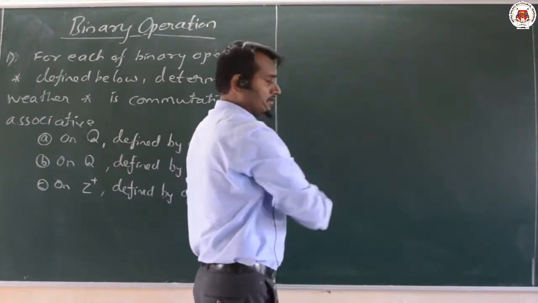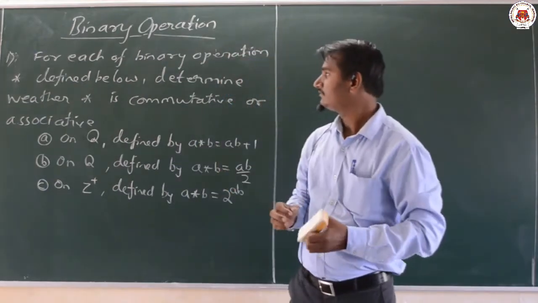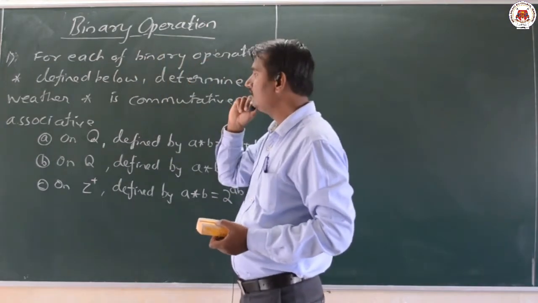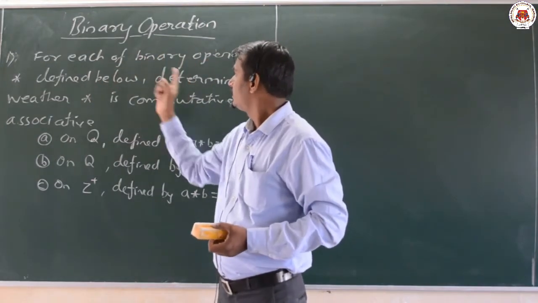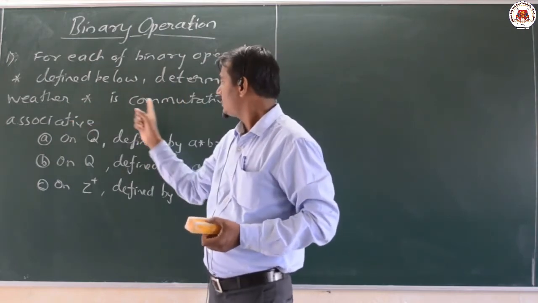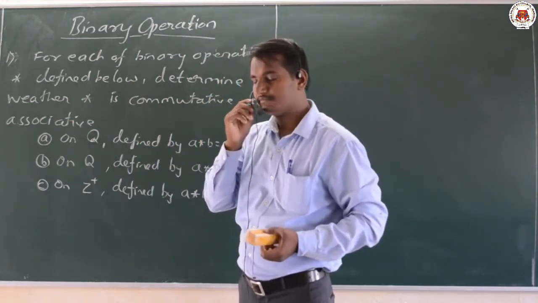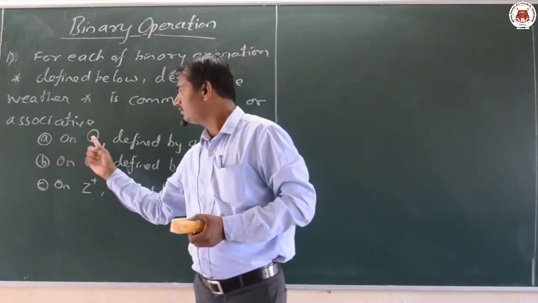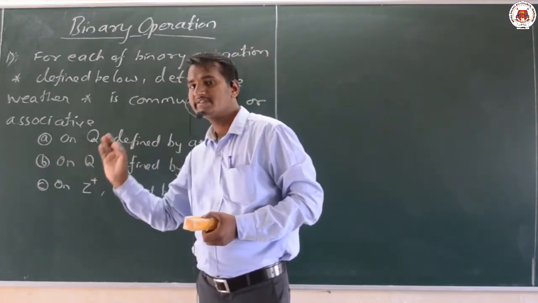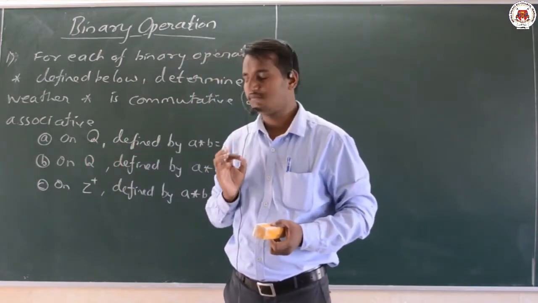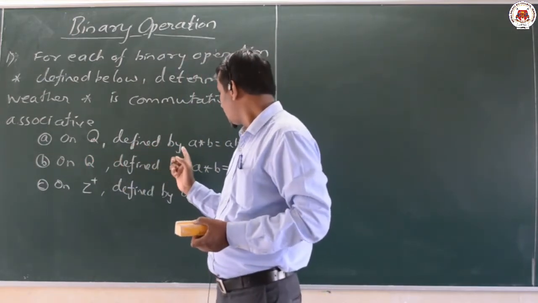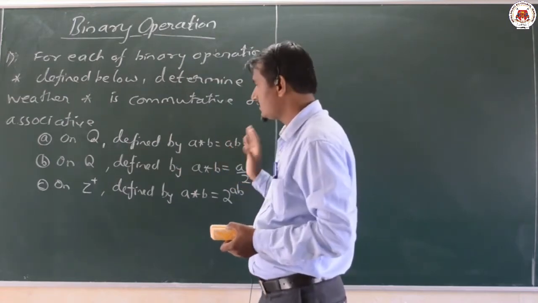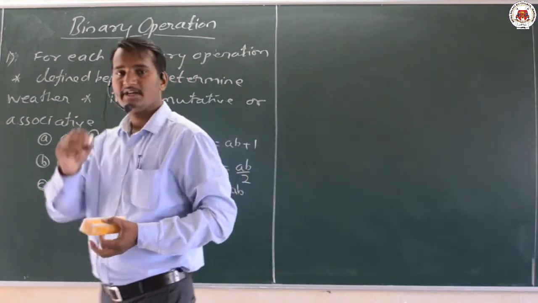Now let us move on with the question here. The first one: for each binary operation star defined below, determine whether star is commutative or associative. The first one is on Q. What do you mean by Q here? Q is nothing but the set of all rational numbers, defined by a star b equal to ab plus 1. It is a very simple problem.